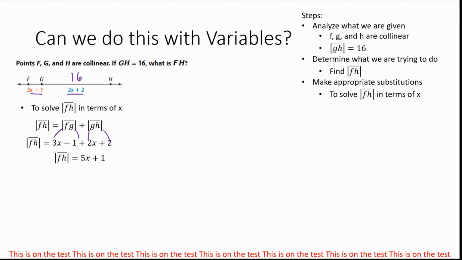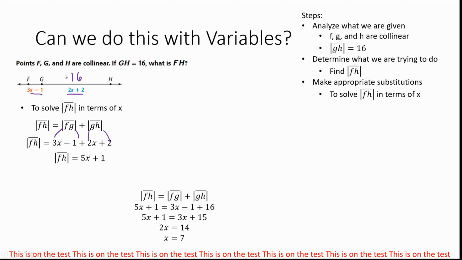Now we need to solve for x. And to do that, we can make this substitution. We started with here, and we're going to go right back to it. FH, which we now know is equal to 5x plus 1, is equal to the length of line segment FG, which is 3x minus 1, plus the length of line segment GH, which is 16.